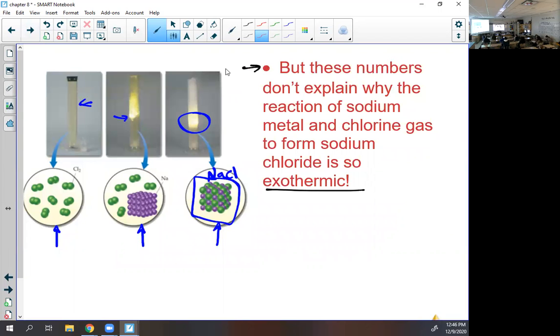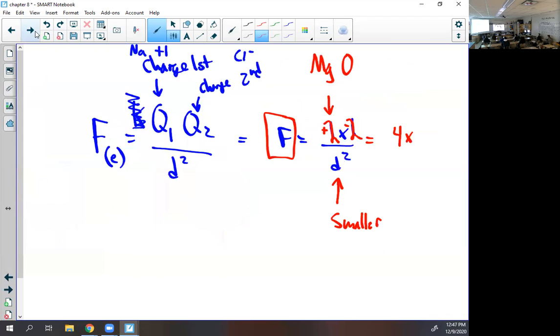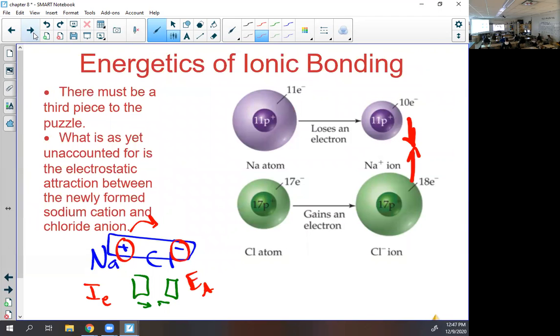But these numbers do not explain why the reaction of sodium metal and chlorine gas to form sodium chloride is so exothermic. In fact, if you did the math a minute ago, you would have realized it's endothermic to make sodium chloride, but it definitely is not. It is an exothermic process. So the third step we're going to learn about is an important thing called lattice energies. So there must be a third piece of the puzzle.